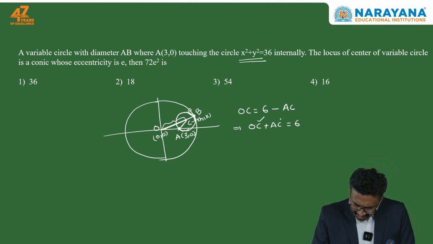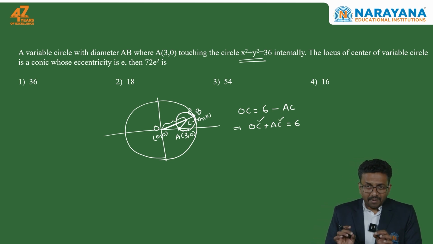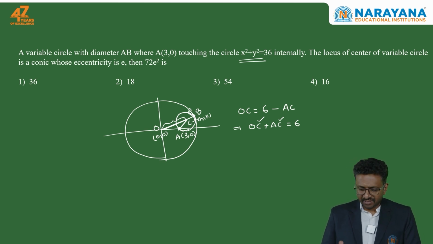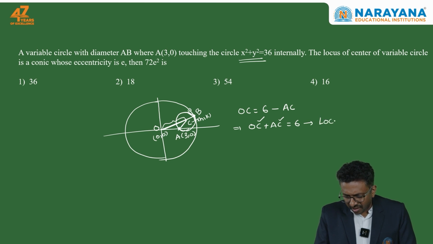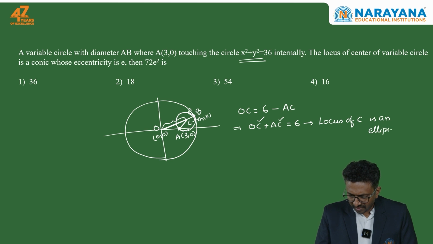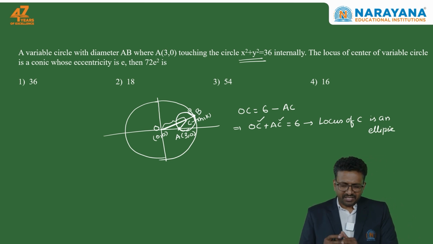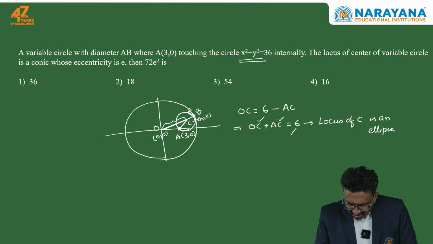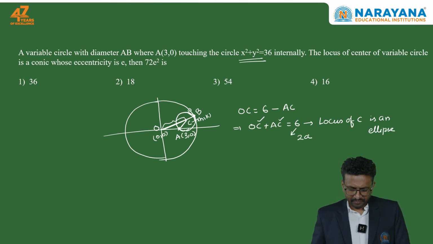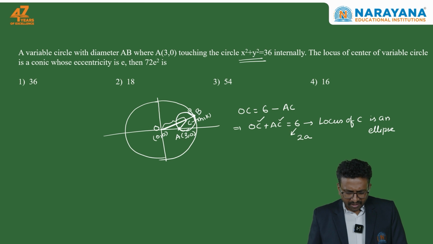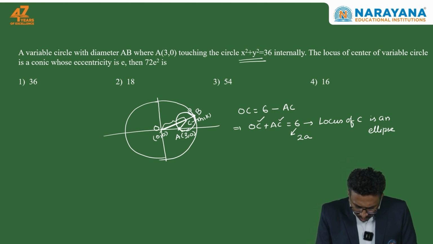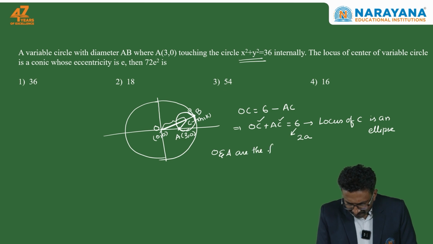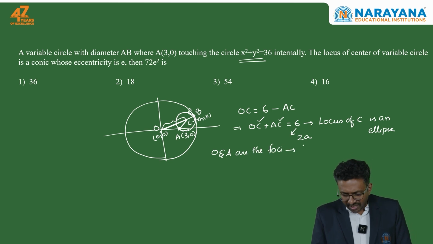That means C is the center of the circle. The sum of distances of C from O and A is equal to 6. This clearly shows that the locus of C is an ellipse. Locus of C is an ellipse because SP plus S'P is equal to a constant. We know that this constant is nothing but 2a, right? And clearly O and A are the foci, whose distance is equal to 2ae.